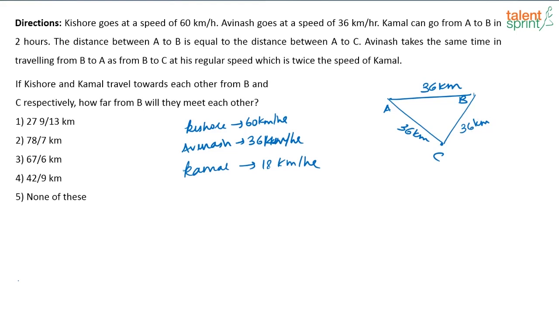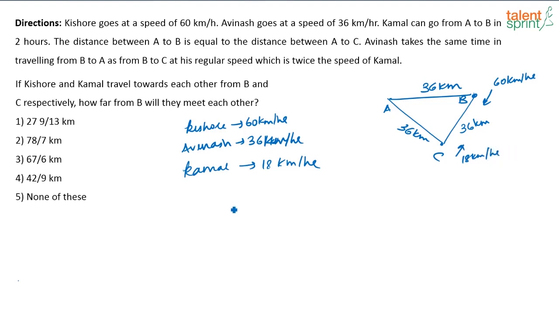Now what is the question given? If Kishore and Kamal travel towards each other, from B and C respectively, how far from B will they meet? So from B, Kishore is traveling with a speed of 60 kilometers per hour. From C, Kamal is traveling at a speed of 18 kilometers per hour.